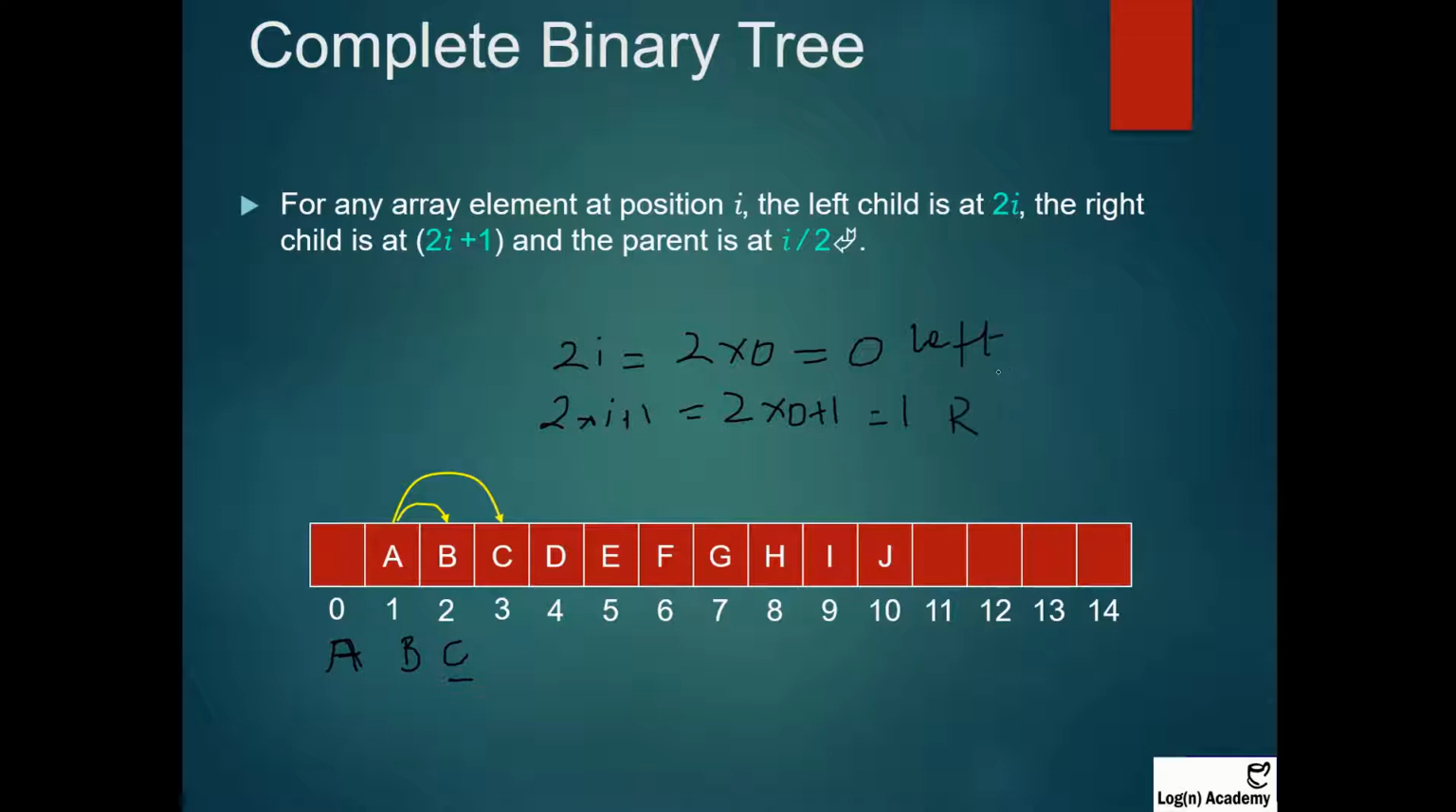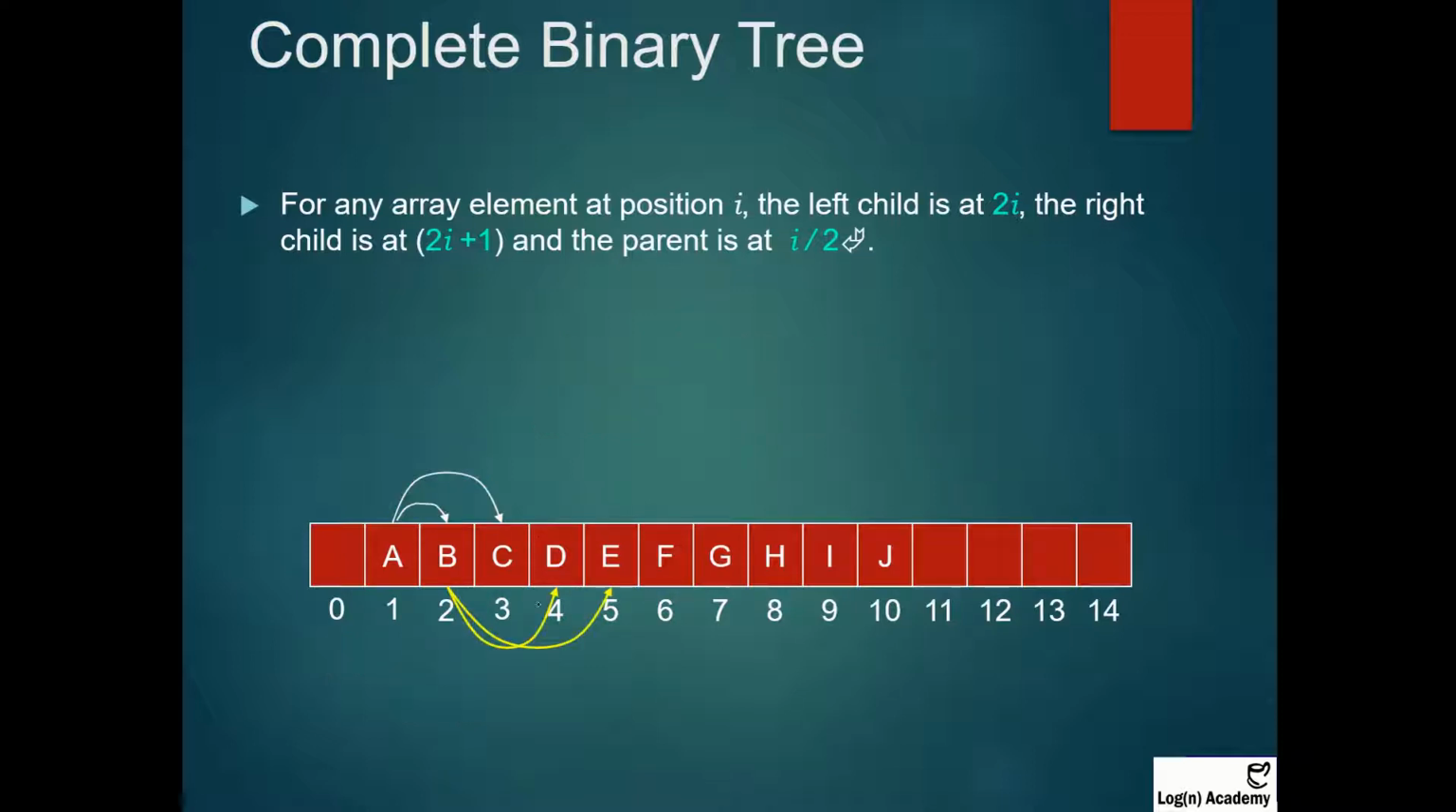For left and right child, I do not have the correct information, because the left child is at index 1 and the right child is at index 2. But for the left child, I am getting 0, which is not correct. The 0 is the position of the root node, which is A, right? So that's why I have left this blank. I'm not using this index number. I'm starting from index number 1.